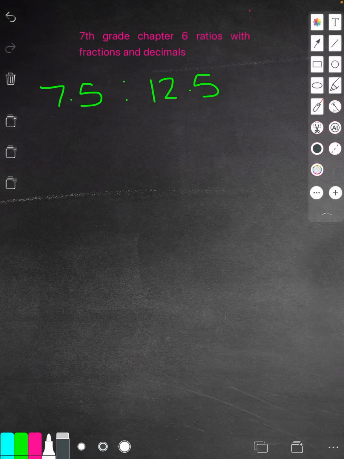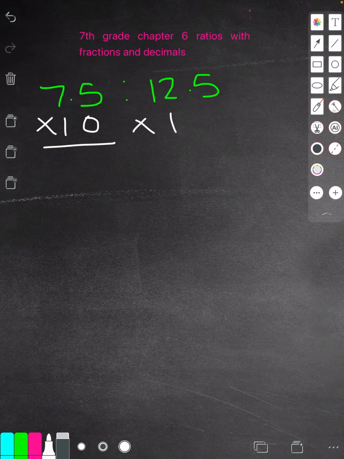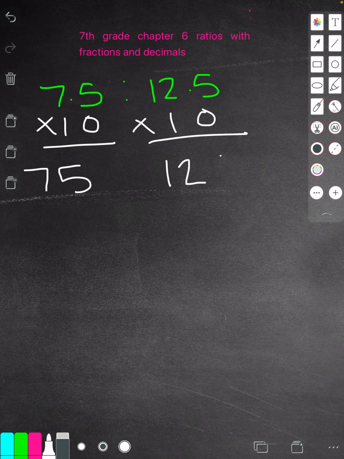Why can I do that? Because if I'm doing it to both of them, the left-hand side and the right-hand side, then they're going to stay equivalent. So I'm going to multiply by 10 on both accounts. So quick math, this is going to be 75, and the right side will be 125. I know that because anytime I multiply a decimal by 10, my decimal moves one place value to the right. If I multiplied by 100, it would move two place values to the right, and so on. So my new ratio is 75 to 125.